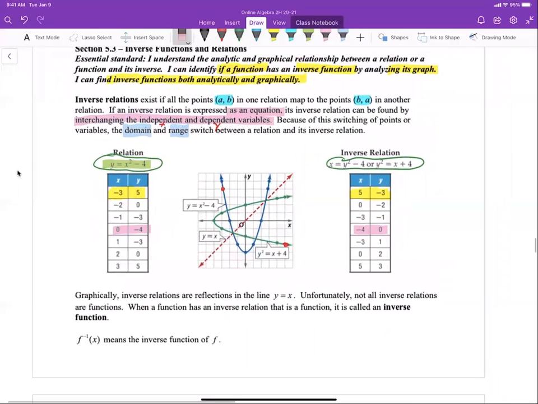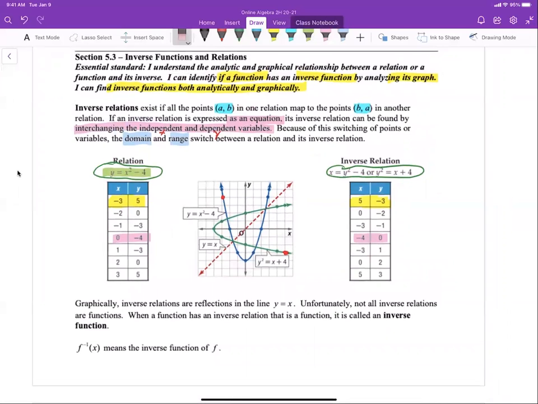All right, so let's talk about what this looks like graphically. We've already looked at the graph a little bit. Graphically, the inverse relations are reflections in the line y equals x. So we've dealt with reflections in the past.